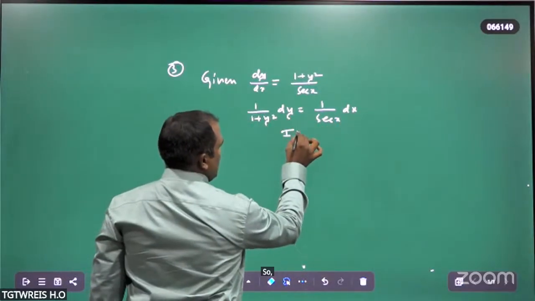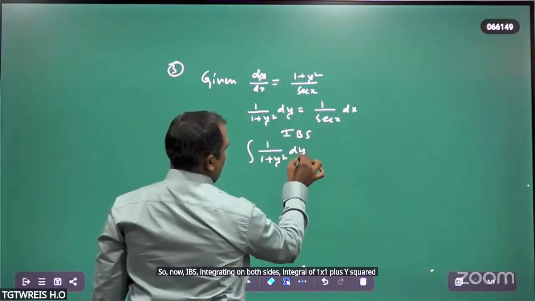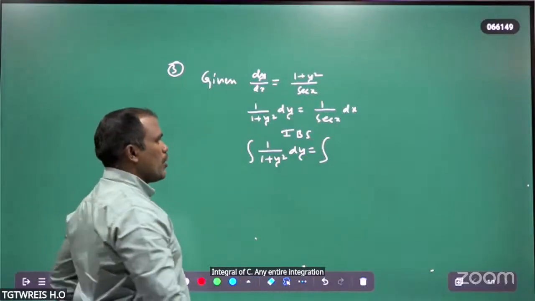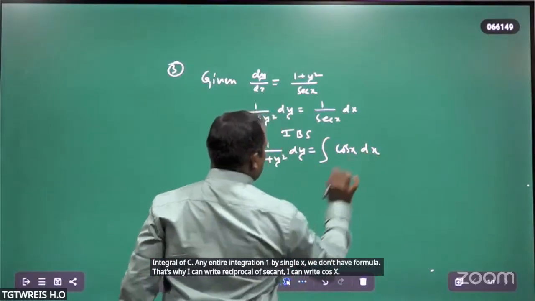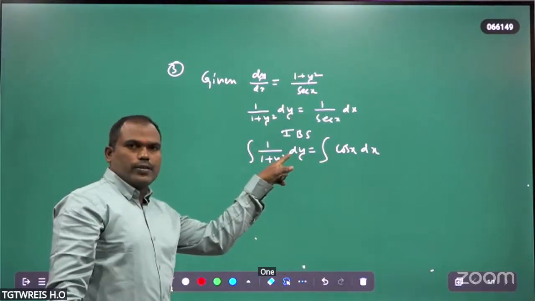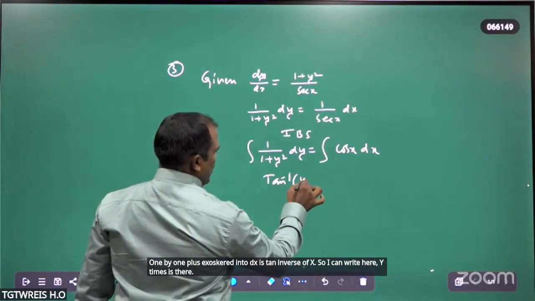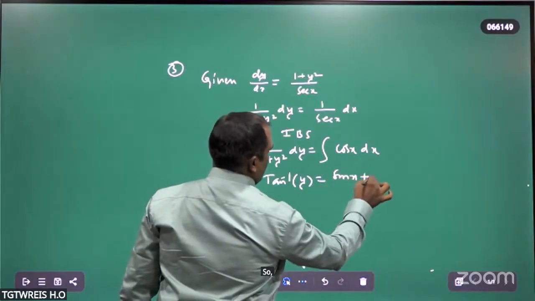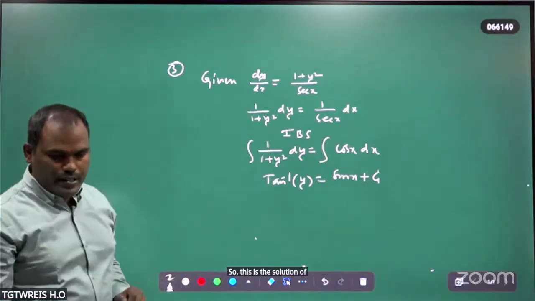So now integrating on both sides, integral of 1 by 1 plus y square into dy, integral of C. In entire integration 1 by secant x we don't have formula. That's why I can write reciprocal of secant, I can write cos x into dx. So this is standard formula. Integral of 1 by 1 plus x square into dx is tan inverse of x. So I can write here y terms is there. So tan inverse of y equal integral of cos means sin x. So after completion of integration, you have to write C. So this is the solution of this differential equation.